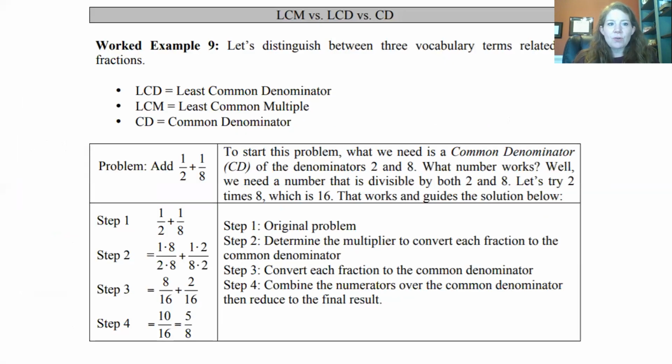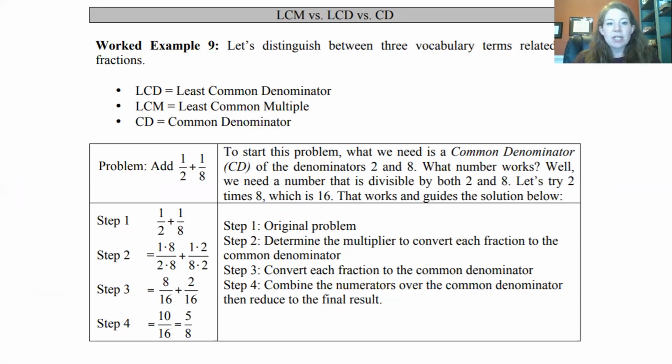All right, so let's look at what we have here. So here we have a couple of terms. It says, let's distinguish between 3 vocabulary terms related to fractions. So I've been talking about 3 different things. I've been talking about least common denominators, which is exactly the same thing as least common multiple, except that it's dealing with fractions specifically.